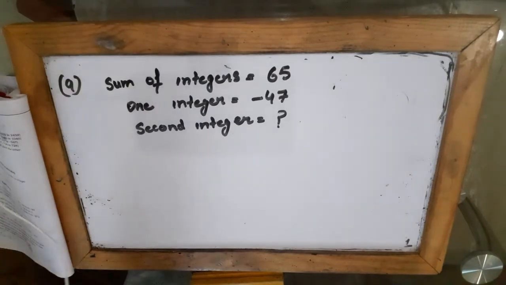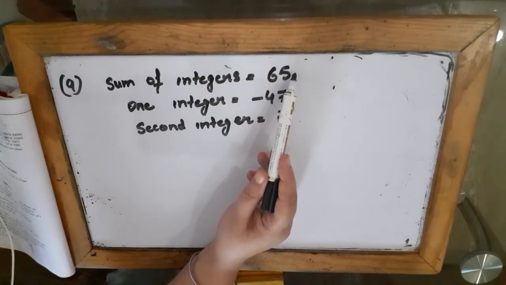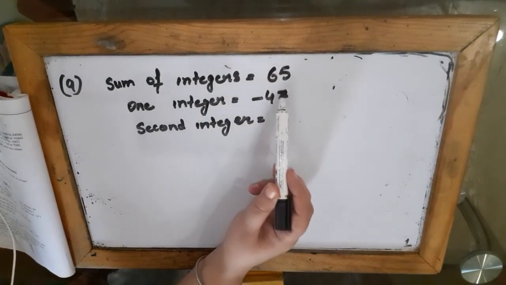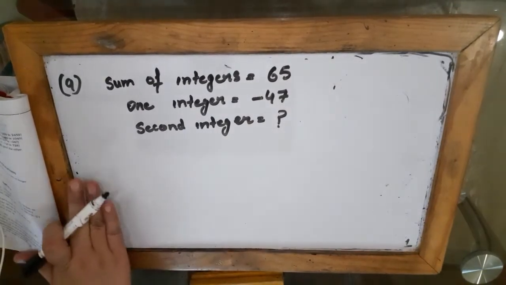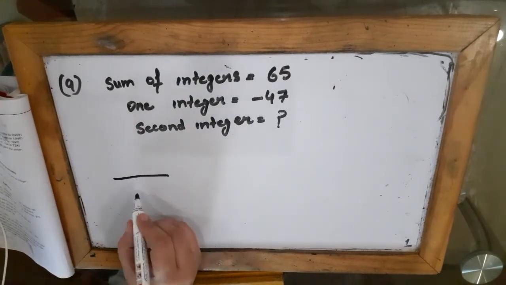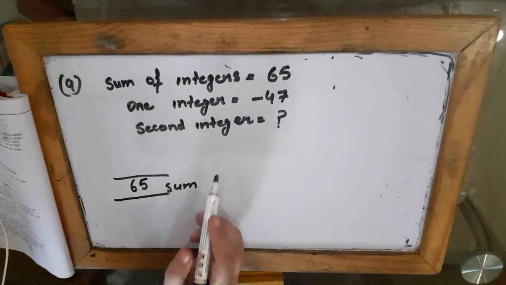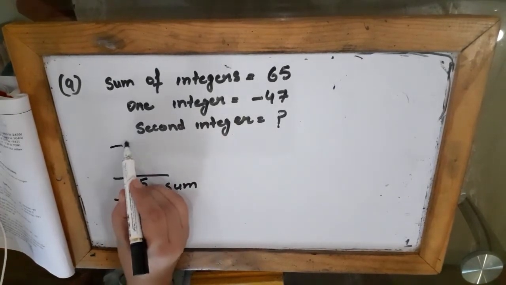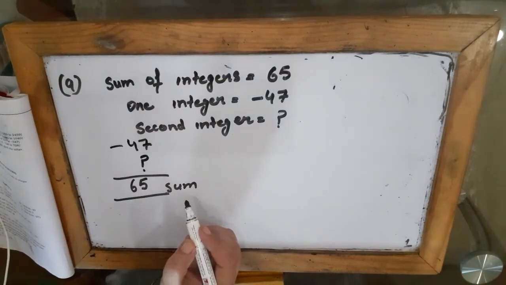Now I come to the ninth sum. In this they are saying the sum of two integers is 65. If one of the integers is minus 47, find the other integer, or find the second integer. Now what do you mean by sum? Sum means when we add two numbers, the answer that we get, that is called sum, right? And one of the integers they are saying is minus 47, and you have to find the second integer.